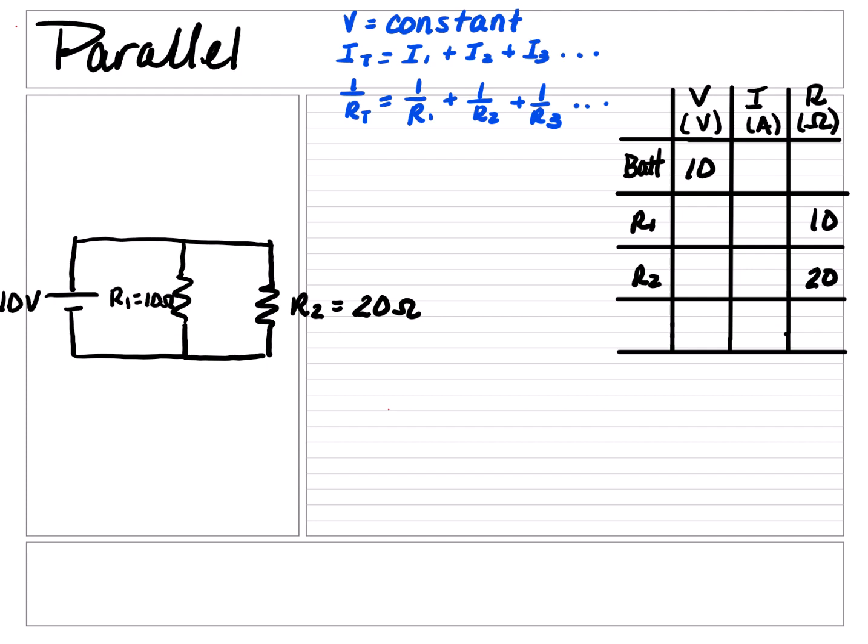In order to solve for a parallel circuit, we need to remember the three rules. Voltage is constant. The total current in the battery equals the current that flows through all the resistors. The total resistance is 1 over RT equals 1 over R1 plus 1 over R2 plus 1 over R3. The simplest parallel circuit possible consists of two resistors.